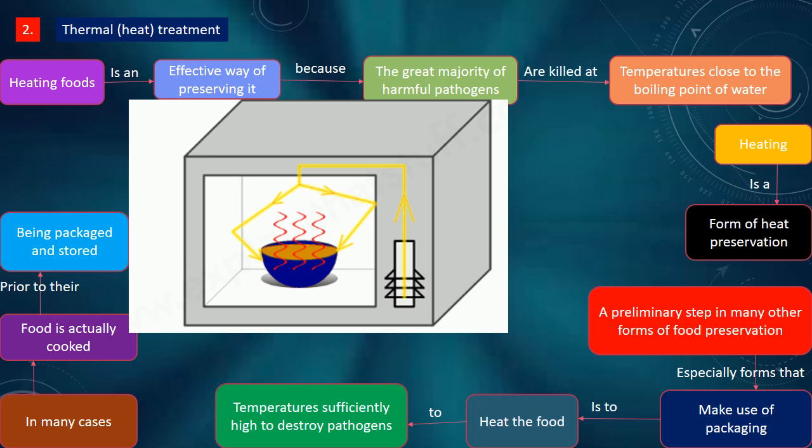Heating is a form of heat preservation. A preliminary step in many other forms of food preservation, especially forms that make use of packaging, is to heat the food to temperatures sufficiently high to destroy pathogens. In many cases, food is actually cooked prior to being packaged and stored.